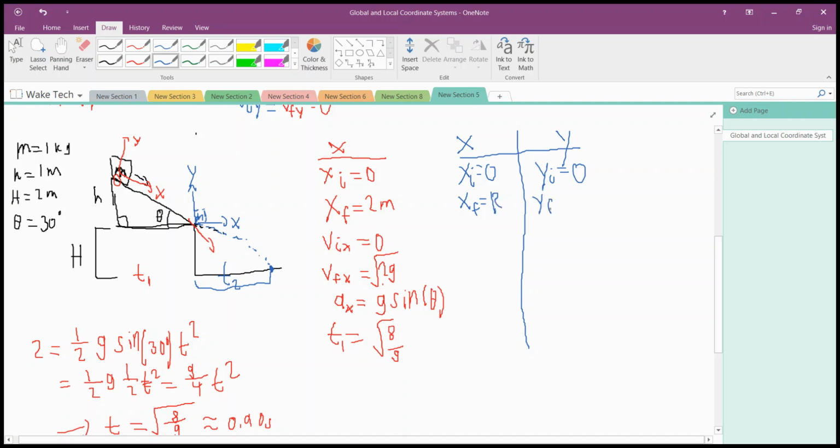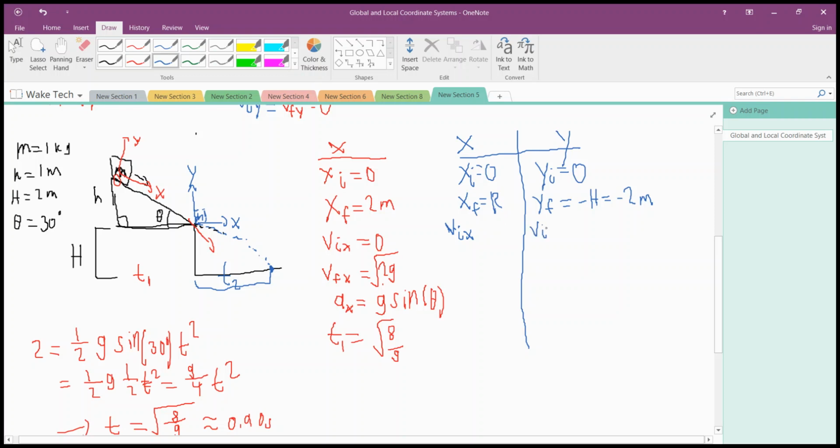Our y final, we do know that. We go down h meters from here to here. But since the up direction is positive in the blue coordinate system, that means our y coordinate at the ground is minus h, which we have as minus 2 meters. All right, then we have our v initial in the x direction and our v initial in the y direction.